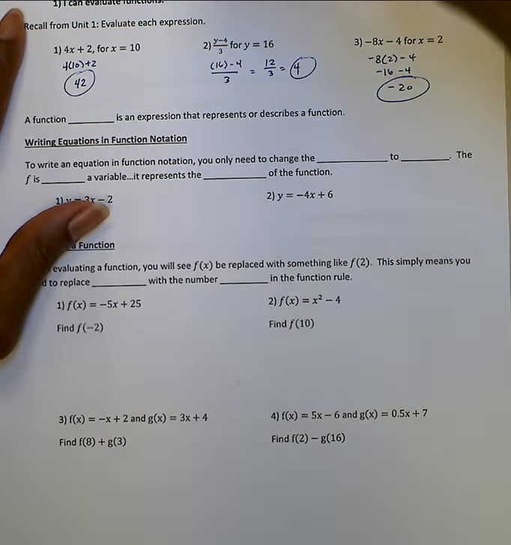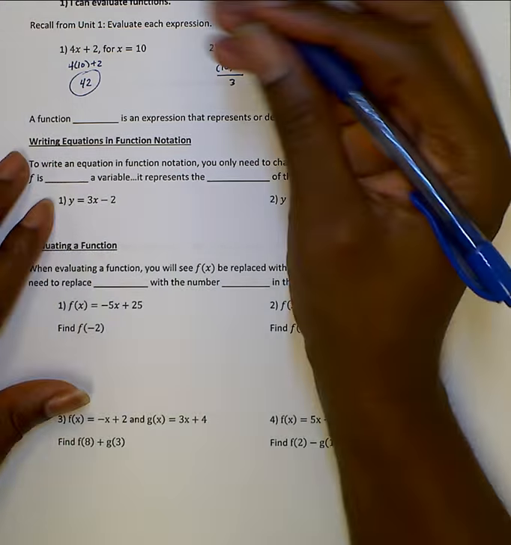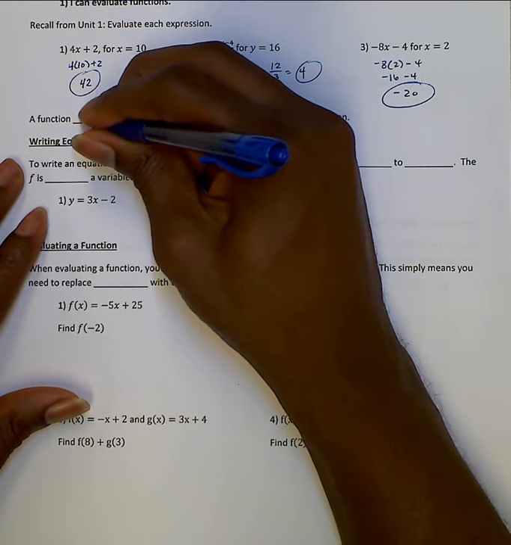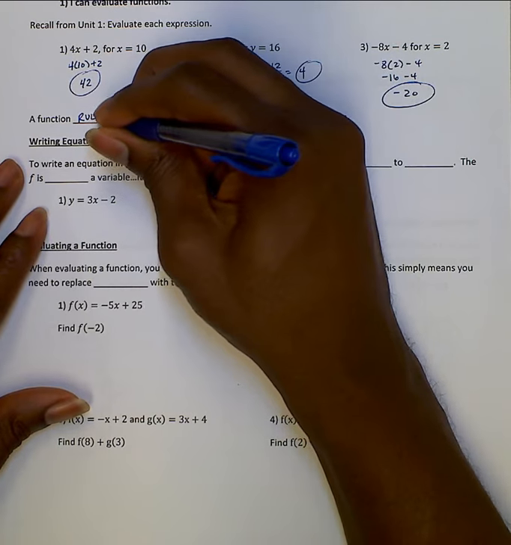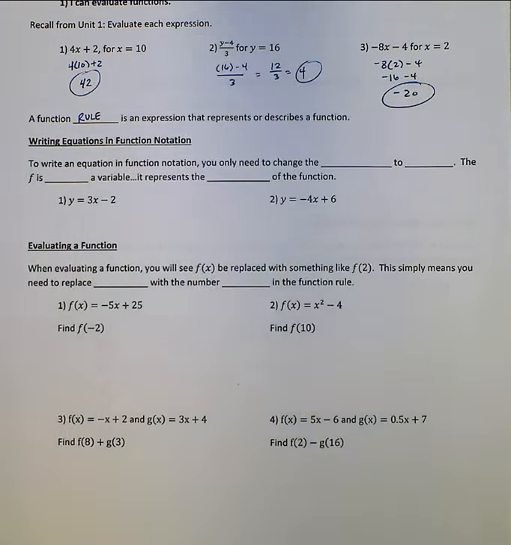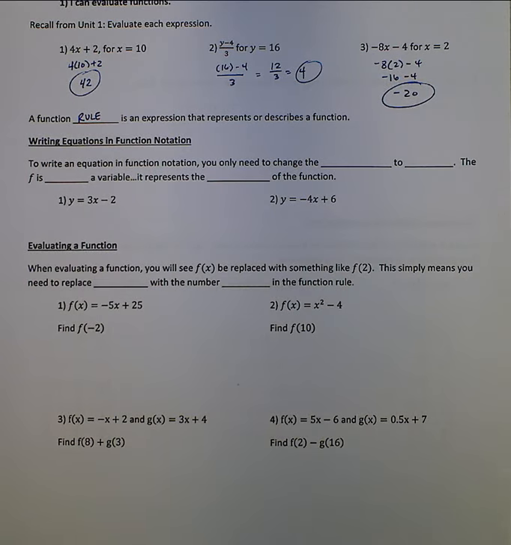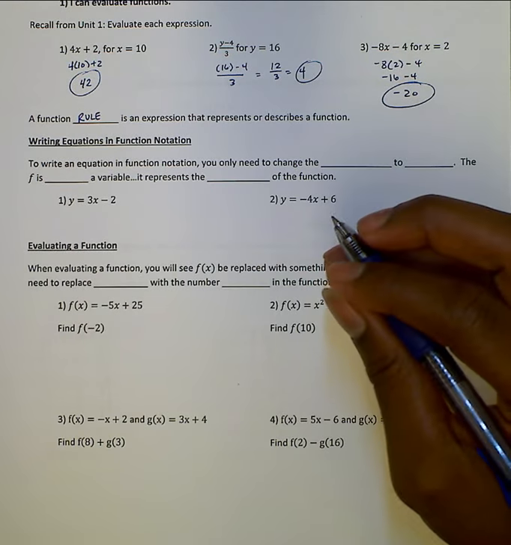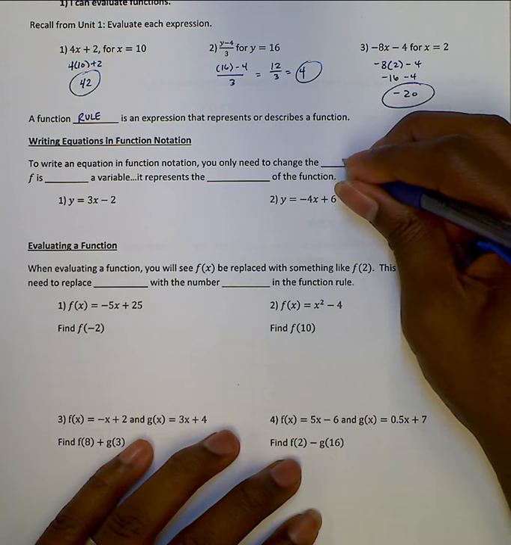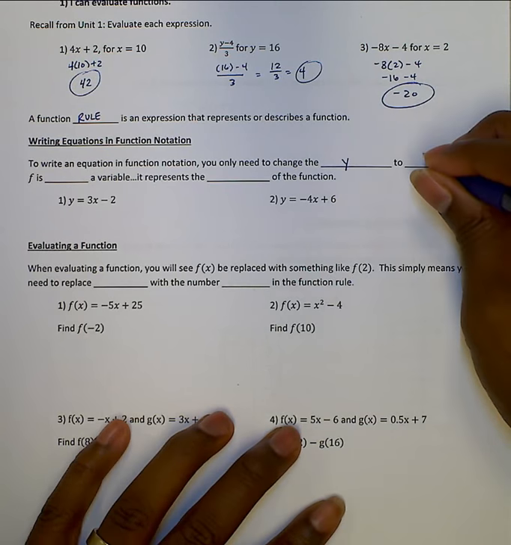And a function rule is just an expression that represents or describes a function. Remember, a function is a relation where every x has exactly one y. Every input has exactly one output. Alright, to write an equation in function notation, you only need to change the y to f of x.